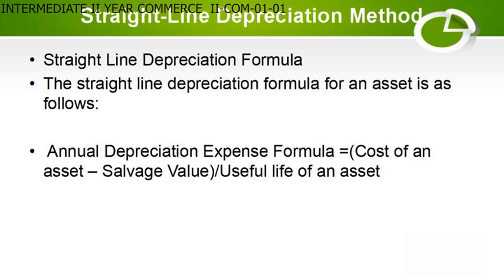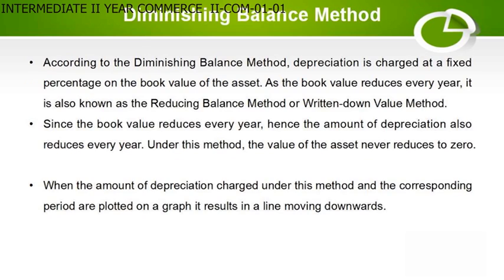Under straight line method, or under fixed installment method, or under original cost method, the depreciation amount for the entire year will be a fixed one and it will not be changed. And the second one is diminishing balance method. The other names for diminishing balance method: reducing balance method, or reducing installment method, or written down value method. You can make use of any one of these words instead of diminishing balance method.